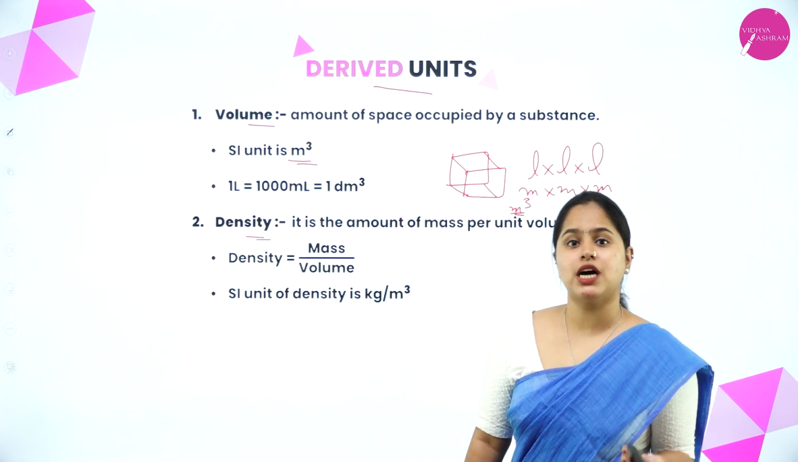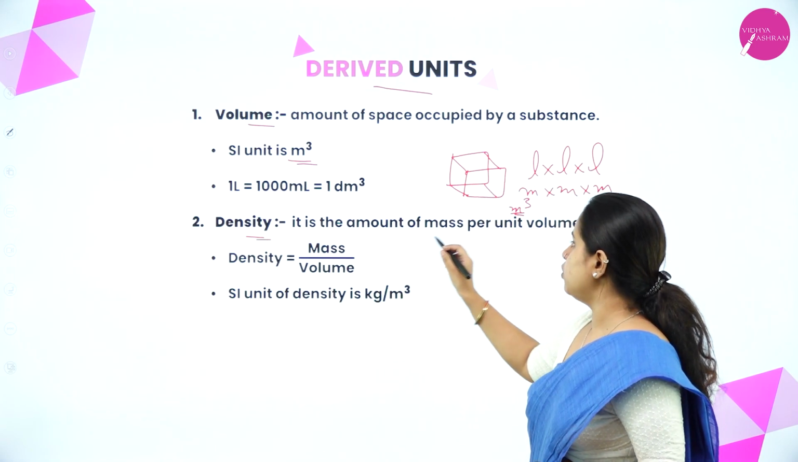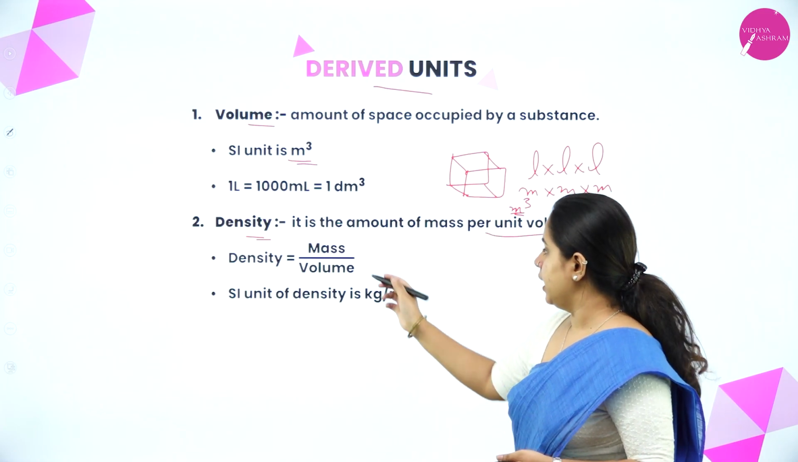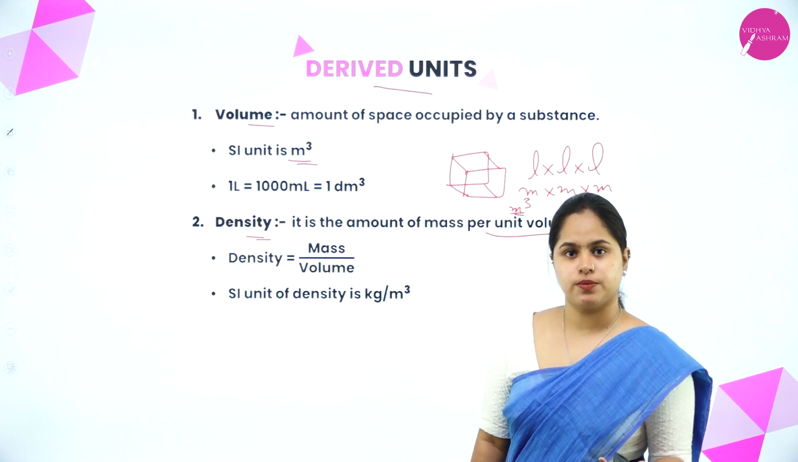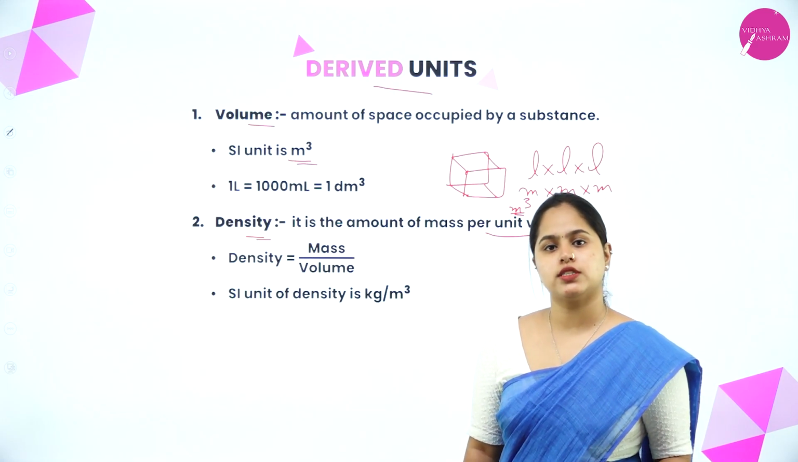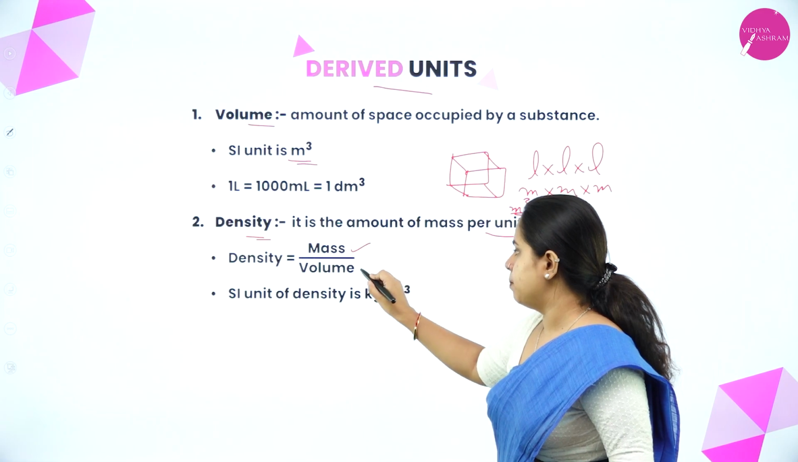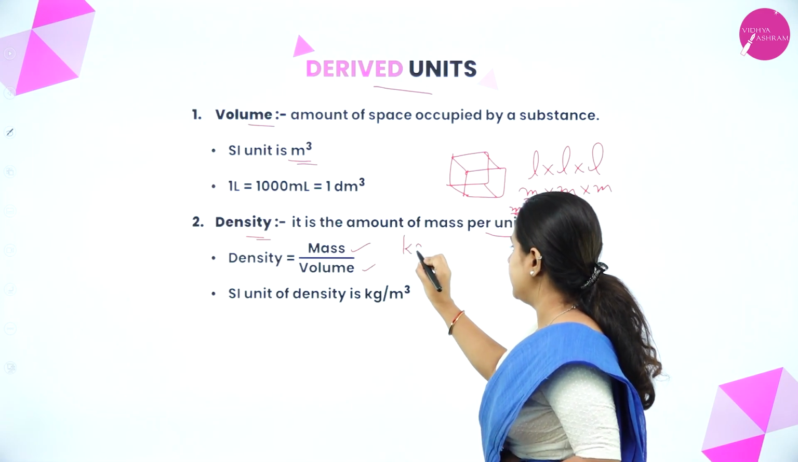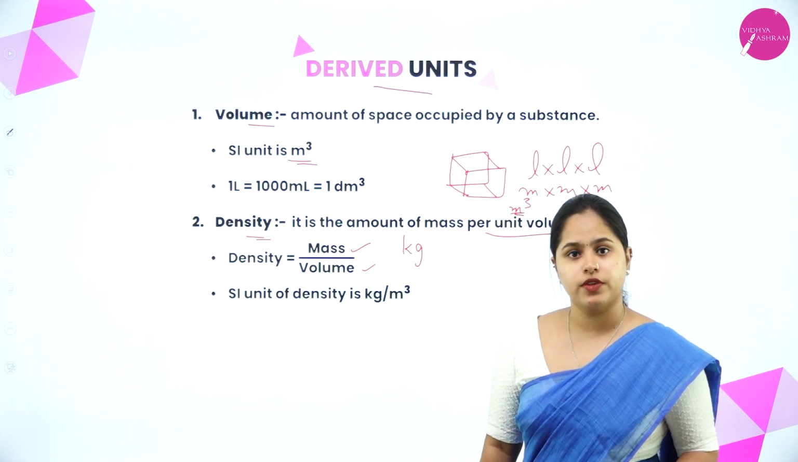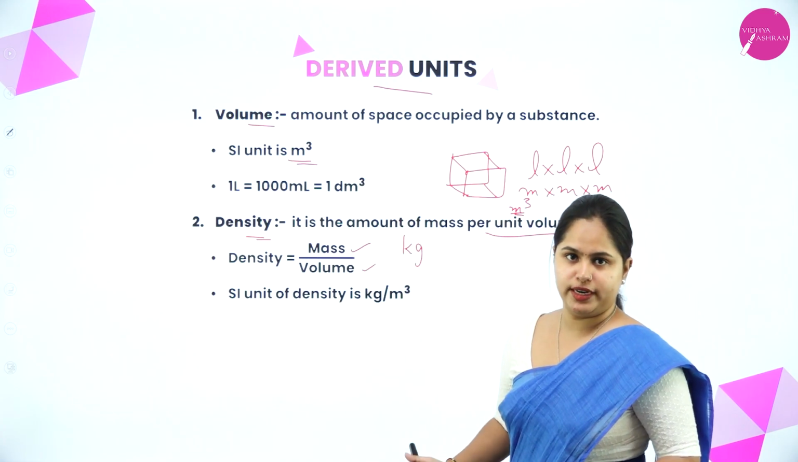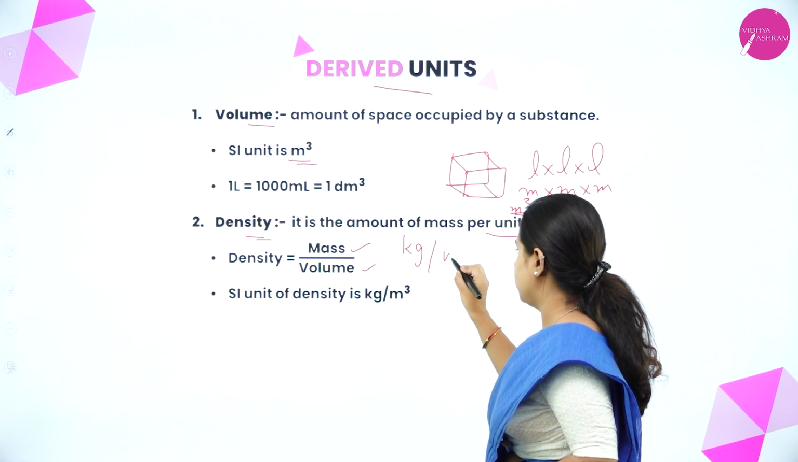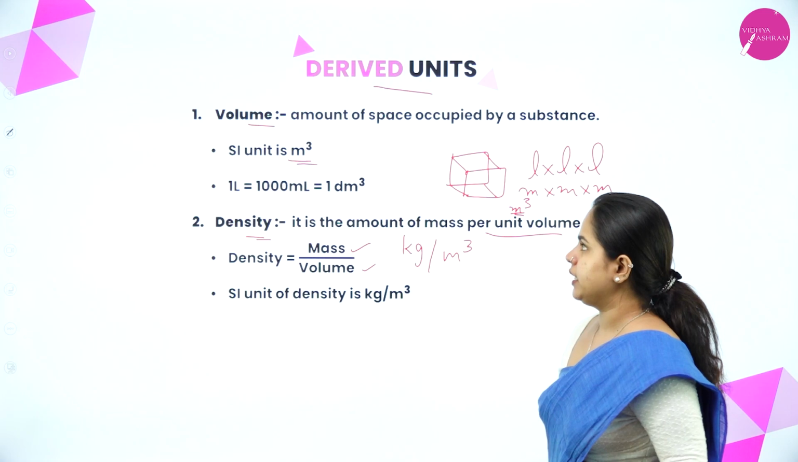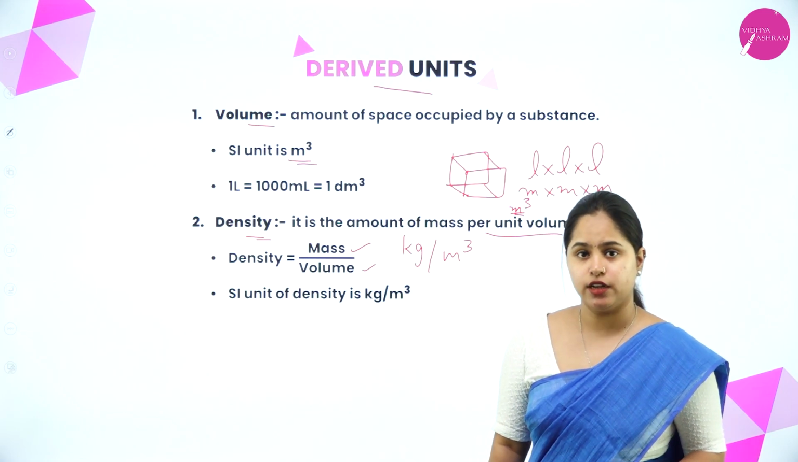Now, let's take another example, density. What is density? It is mass by volume, the amount of mass per unit volume. So, how do you derive the unit from your 7 base units? Mass by volume. What is the SI unit of mass? It is kilogram, right? And what is the SI unit of volume? It is meter cubed, just now we derived it. So it will be kilogram per meter cubed. I hope what we have discussed till here is clear for you.